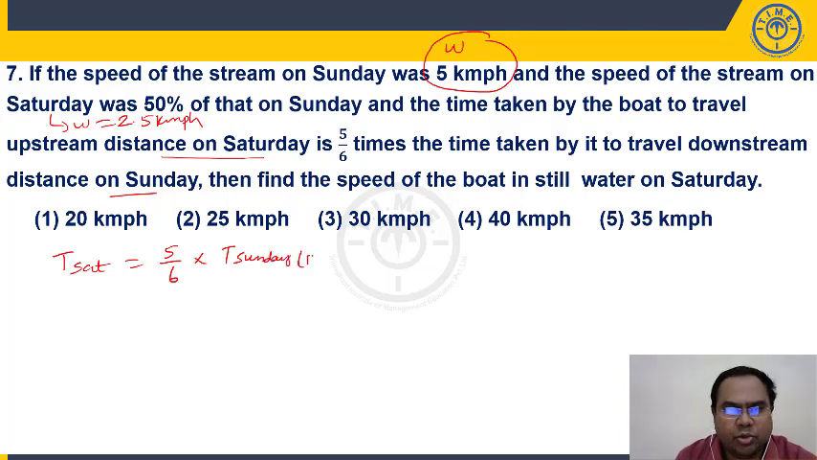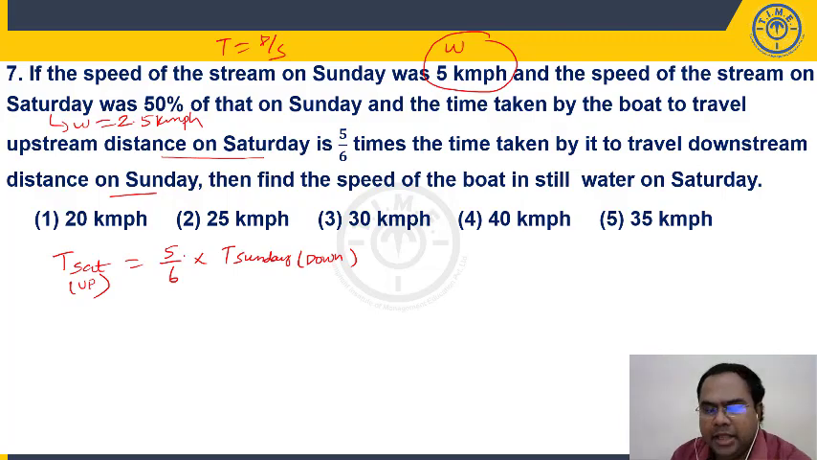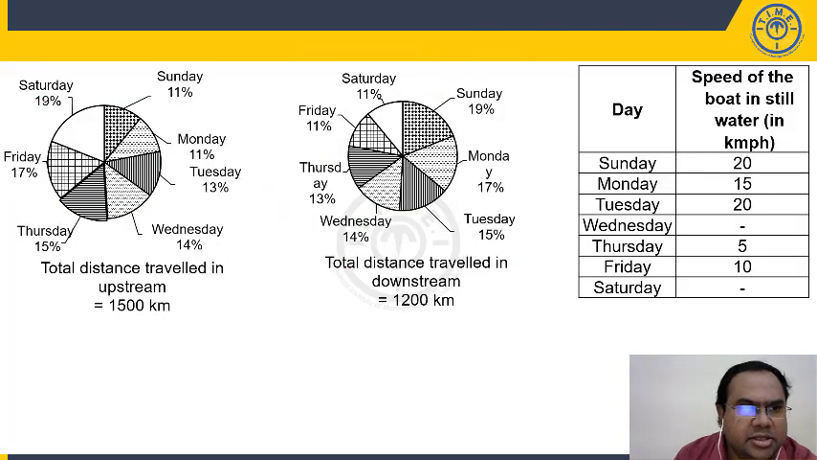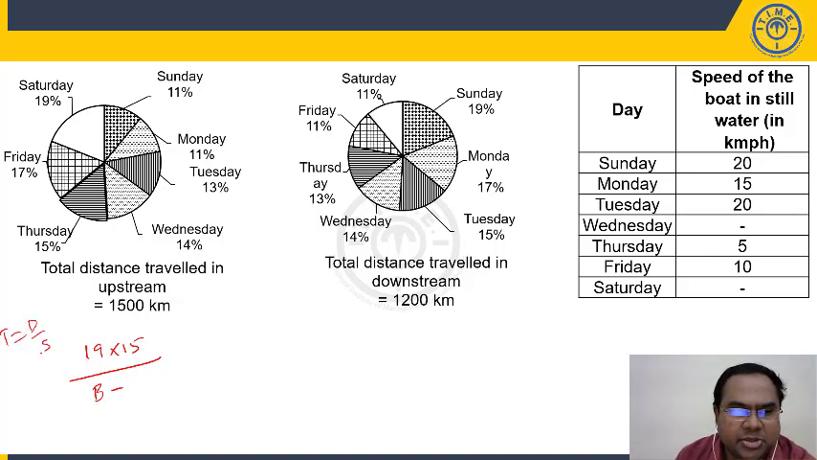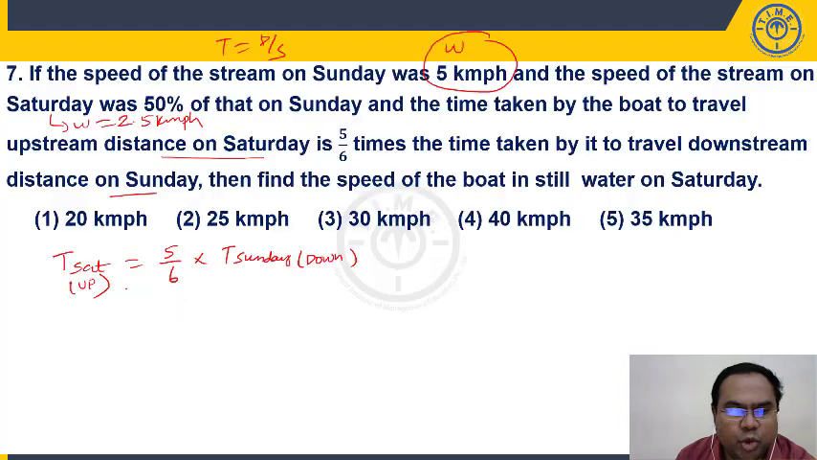This is downstream Sunday. Time taken to travel Saturday upstream. So what is the time formula? Time is equal to, we know that, distance by speed. Now on Saturday, time taken to travel on Saturday upstream. Saturday, if you see, 19. So distance traveled is 19 into 15, by Saturday B value, we don't know, minus, it is upstream, no? Upstream speed means B minus W. So W is 2.5 on Saturday.